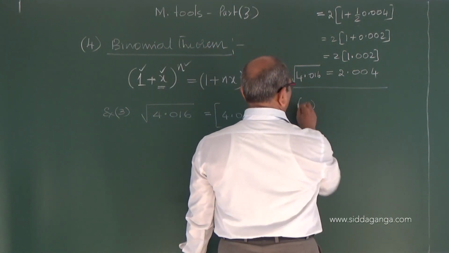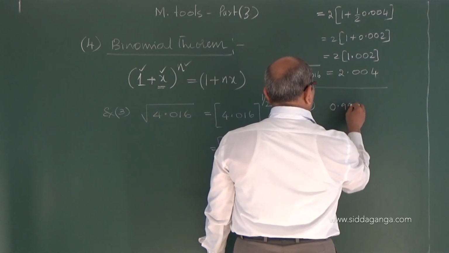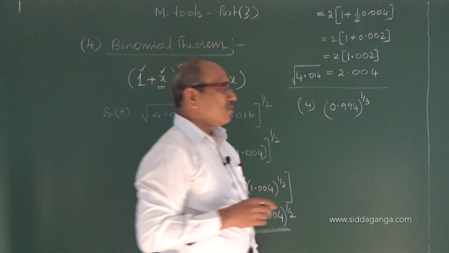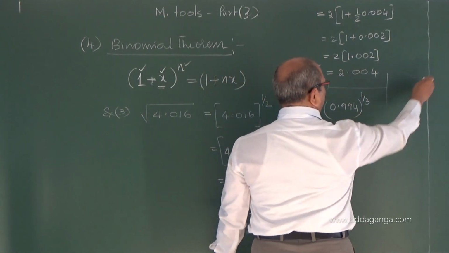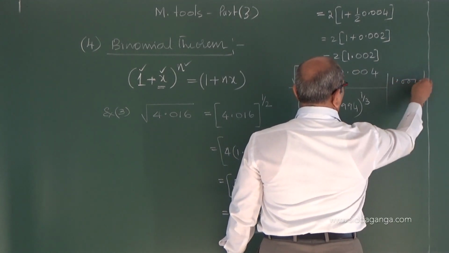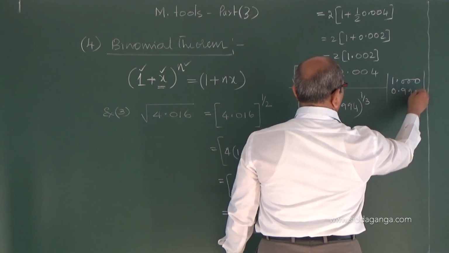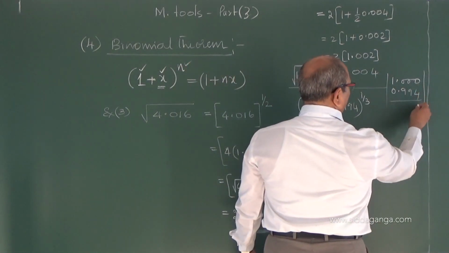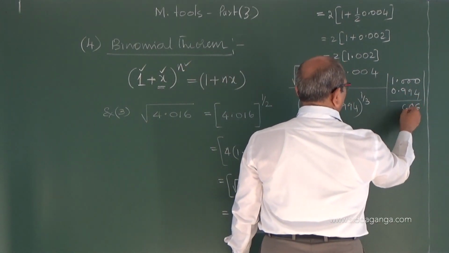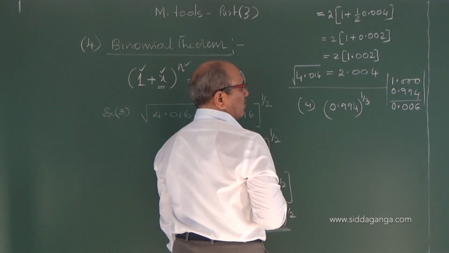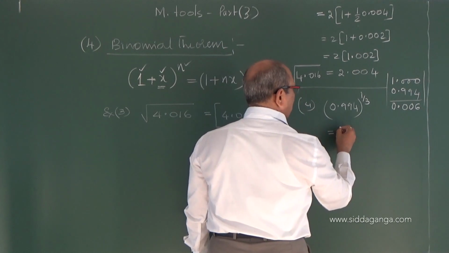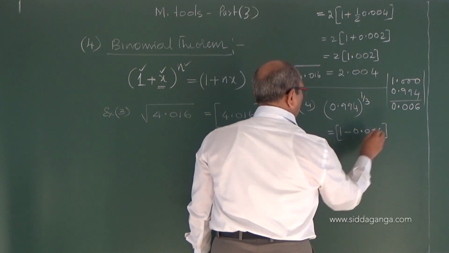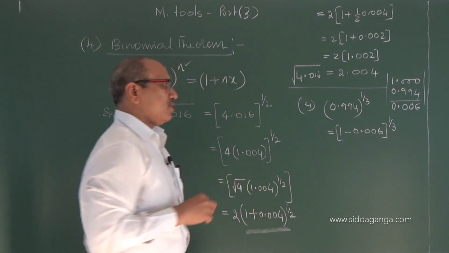So that fourth example is the cube root, 1 by 3, of 0.994. How much? In that case, I already told you, take 1.000 and subtract this 0.994 from it. 10 minus 4 is 6, 9, 0, 0 and 0. That means I can write this in the form of 1 minus 0.006 to the power of 1 by 3, the cube root of that.